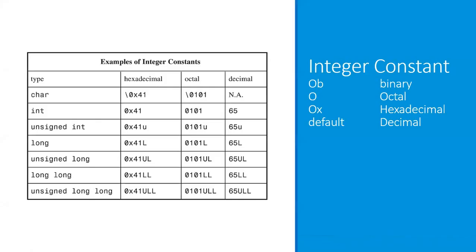And then integer constants. If you use constants, 0b for binary, 0 for octal, 0x for hexadecimal, and no leading prefix for decimal. You can have an integer like 65, U for unsigned, L for long, UL for unsigned long, LL for long long, ULL for unsigned long long.